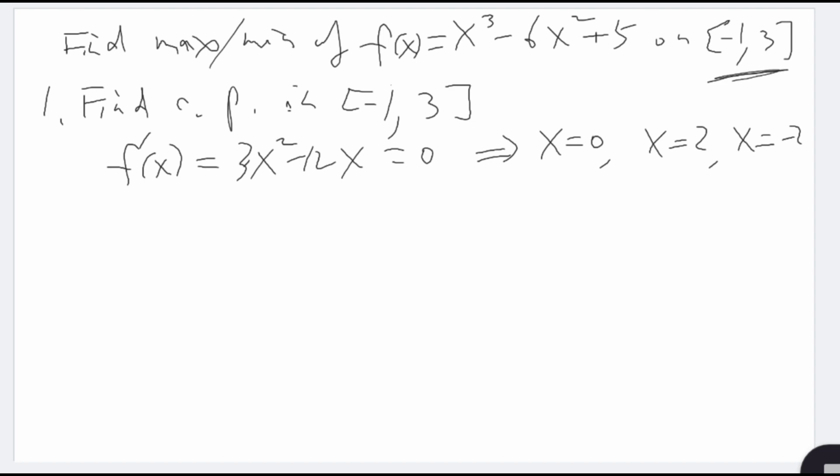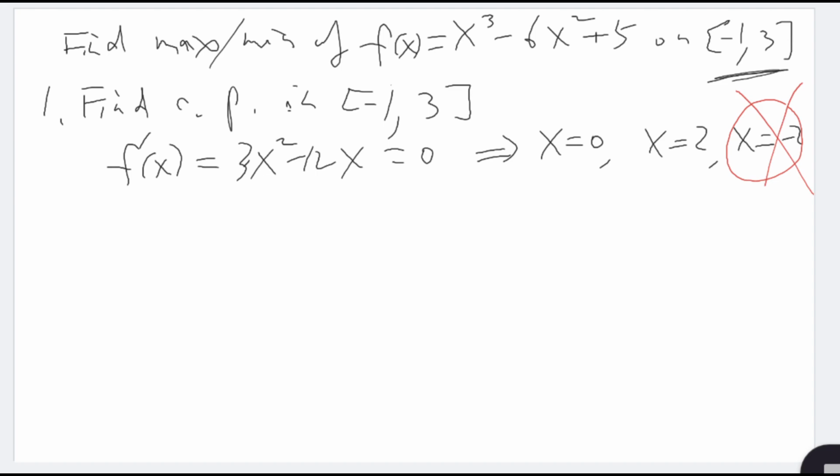Now let's check. There are 3 solutions or 3 critical values, but -2 is outside the interval. -2 is on the left side of -1. It's not within the interval, so we're going to discard this one.